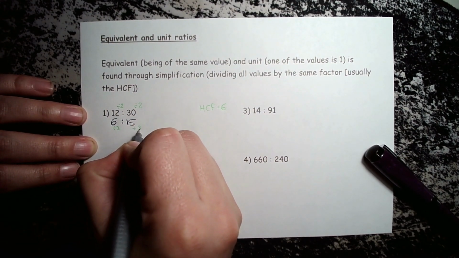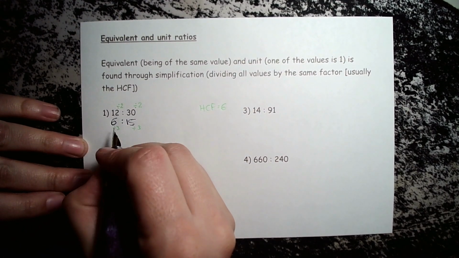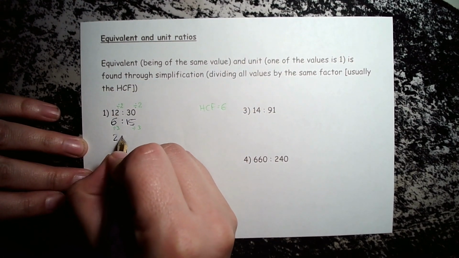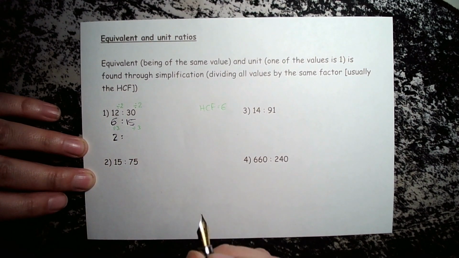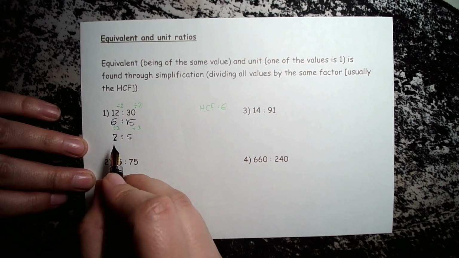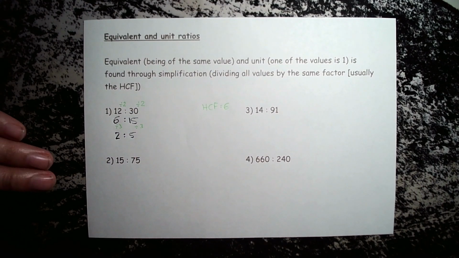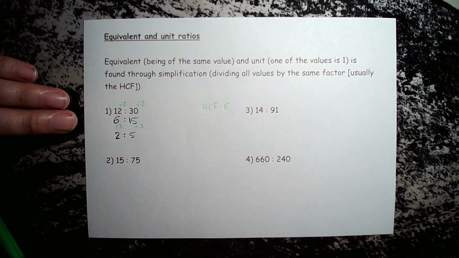Divide by 3. 6 divided by 3 gives me 2, and 15 divided by 3 gives me 5. Both of these numbers are prime values, so we know we won't be able to simplify any further. This is our smallest equivalent ratio to 12 to 30.